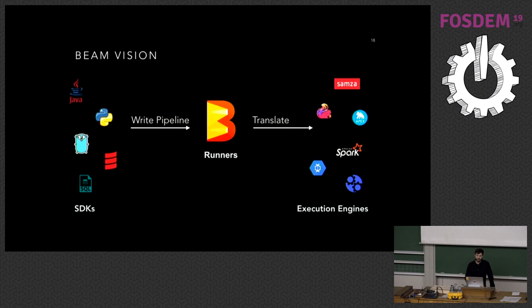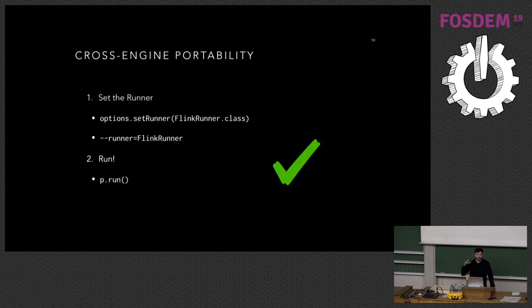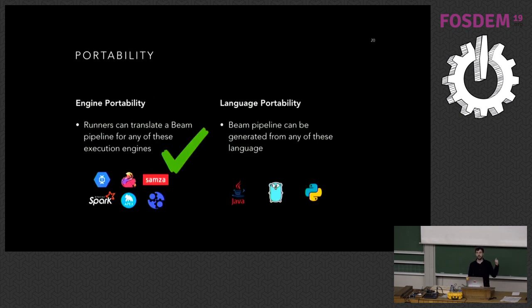In terms of engine portability, it is actually true. If we are in the Java API, these options we pass to the pipeline. We just set runner, Flink runner, and then we do run, and it really runs on Flink. That's pretty amazing. So we have that part covered already. Now, what about language portability?